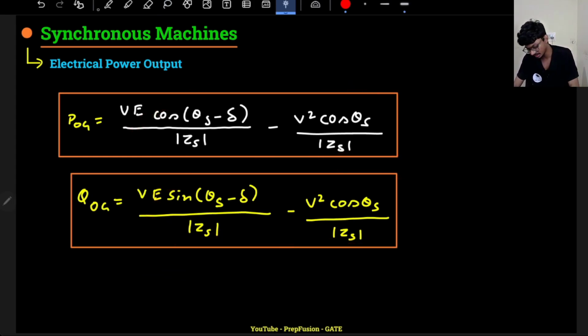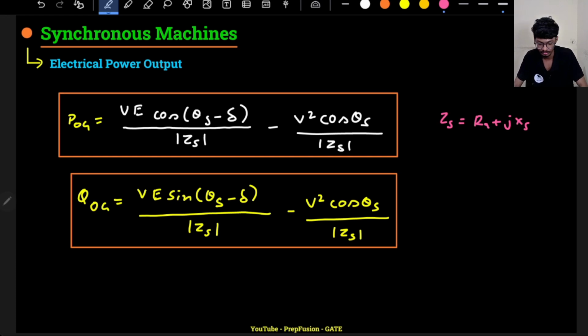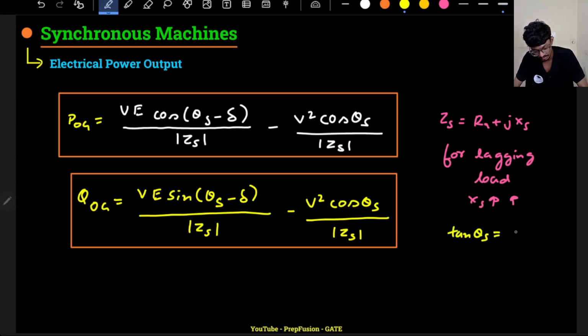The important fact to note here, generally your Zs is equal to Ra plus jXs. Because if the load is lagging, what will happen? Your Zs is like a variable factor. So in case of lagging load, we know synchronous reactance increases by a lot. For lagging load, Xs goes to a very high value. If Xs is very high, what will happen? Basically, tan theta s will be Xs divided by Ra, which will be very high. If this is very high, your theta s will be approximately equal to 90.